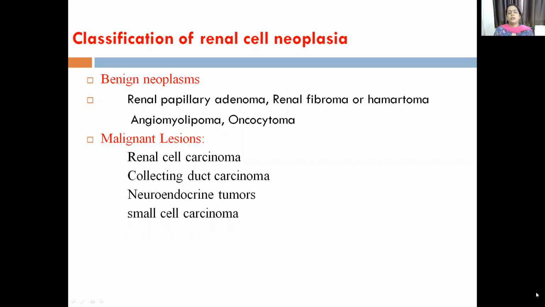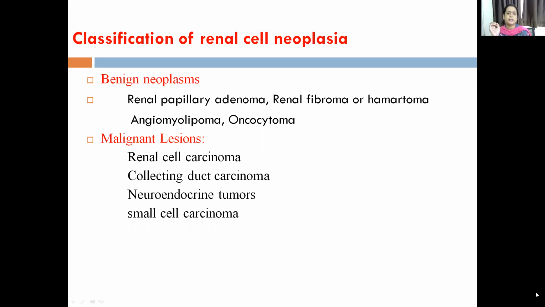Now coming to the main topic of today, that is the renal neoplasms. Renal neoplasms, like any other neoplasm, can be benign or malignant. The benign neoplasms are renal papillary adenoma, renal fibroma, hamartoma, angiomyolipoma, oncocytoma. Malignant lesions: renal cell carcinoma, collecting duct carcinoma, neuroendocrine tumor, small cell carcinoma. We also know some congenital tumors associated with the renal system, that is the Wilms tumor, which is seen in children of 2 to 5 years old.